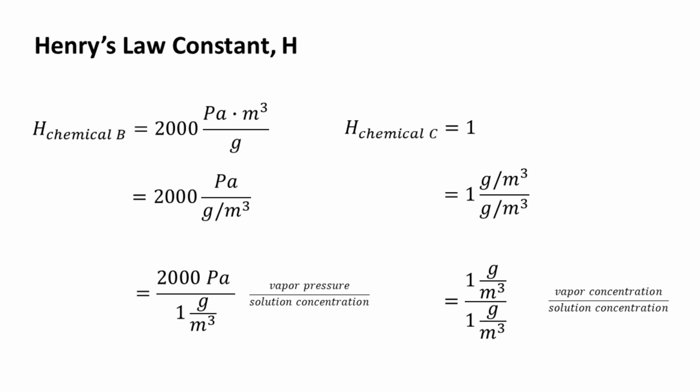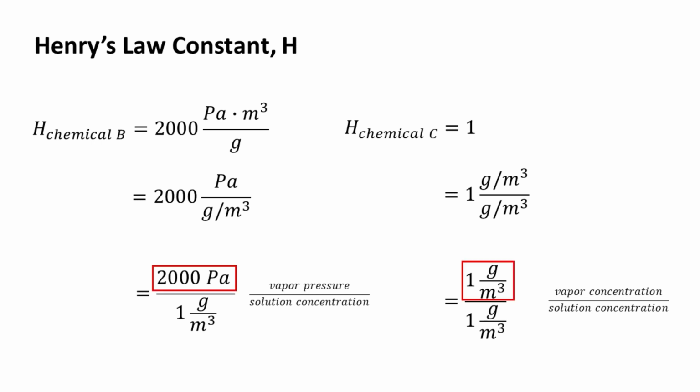To answer this question, let's understand how Henry's law constants can be dimensionless. For example, under 20 degrees Celsius, chemical B has a Henry's law constant of 2000 Pascal cubic meter per gram, chemical C has a dimensionless Henry's law constant of 1. Which chemical is more volatile?